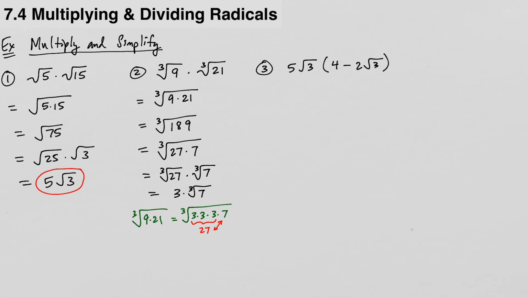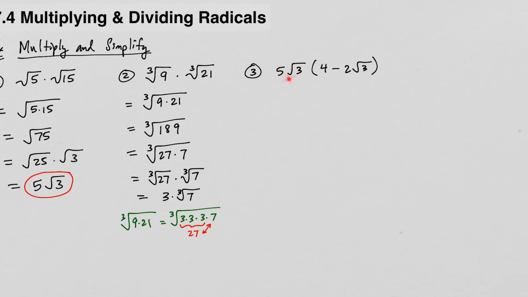Okay, so for our next example, we have a radical here multiplied by the difference of two radicals here. And so I hope that when you look at this, you automatically think about distributing, because that is the right thing to do. And so what we have is 5 radical 3 times 4. Then we have minus 5 radical 3 times 2 radical 3. Now, when you're multiplying radicals and non-radicals, you should multiply the non-radicals together. So we can say 5 times 4 is 20. So that gives us 20 radical 3.